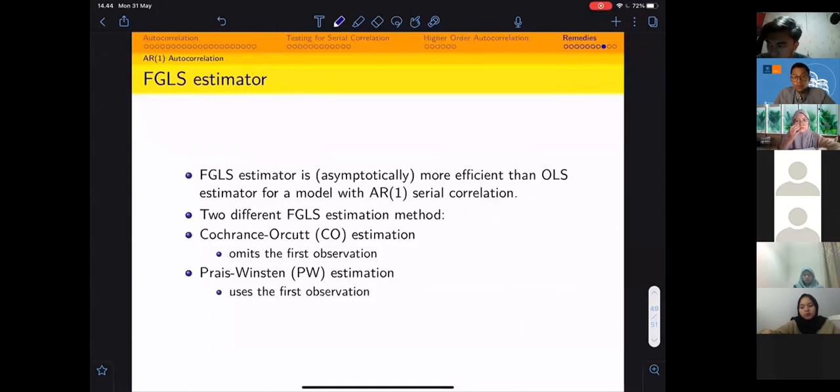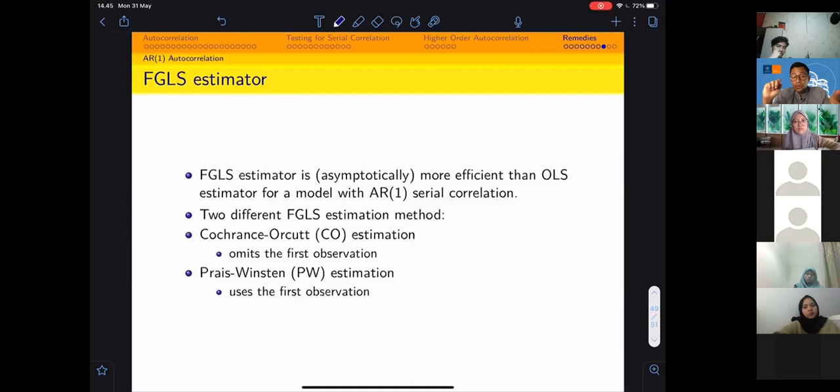So what's going to be the property of the FGLS estimator? The FGLS estimator is going to be asymptotically more efficient. Why is the FGLS estimator more efficient than OLS? Because the OLS ignores the AR(1) serial correlation. However, the FGLS estimator takes into account that there is an AR(1) serial correlation. So by taking that into account, the FGLS estimator is asymptotically more efficient.